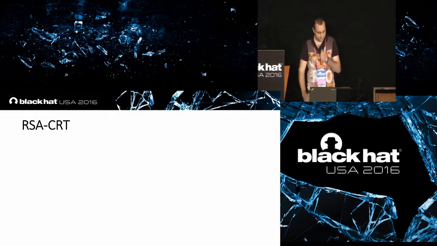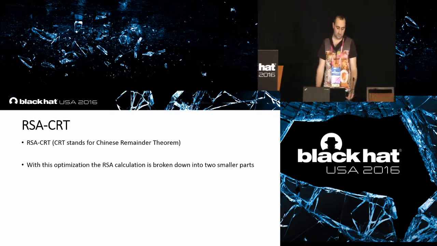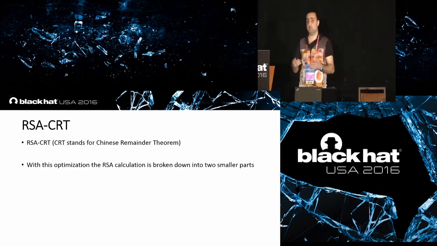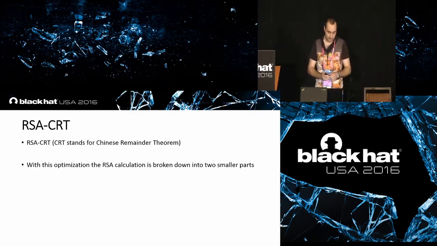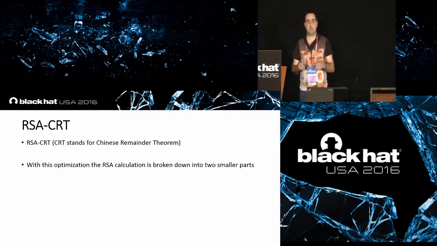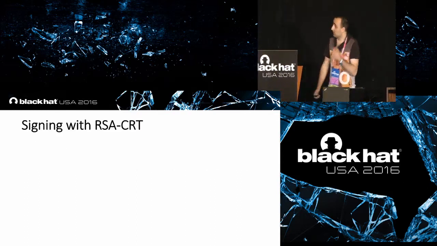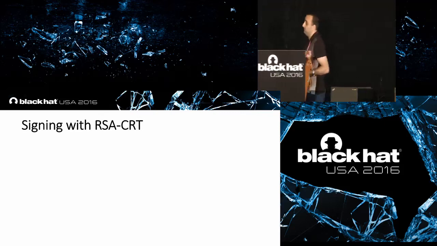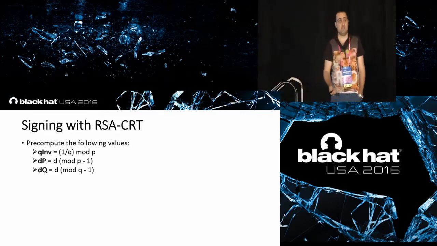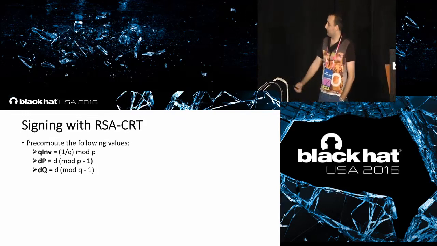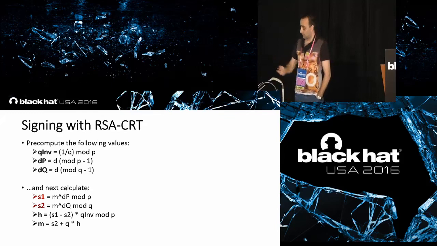So the RSA CRT optimization. RSA CRT is basically, as I told you, an optimization that speeds up the calculation of RSA digital signatures. Basically, the calculation of RSA is broken down into small pieces. So if you want to sign something with RSA CRT, there are some values that are pre-computed and some other values that are calculated on the fly.